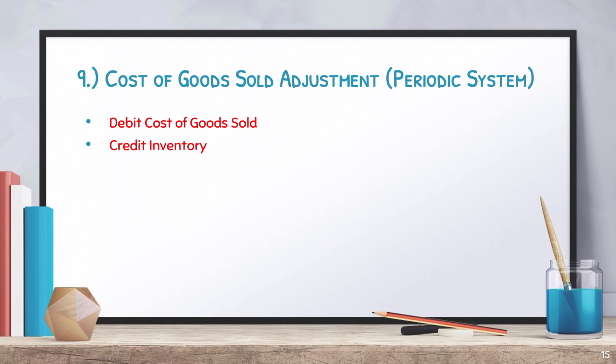9. Cost of goods sold adjustment, periodic system. Book this entry. The logic is to match actual cost of items sold during the month.